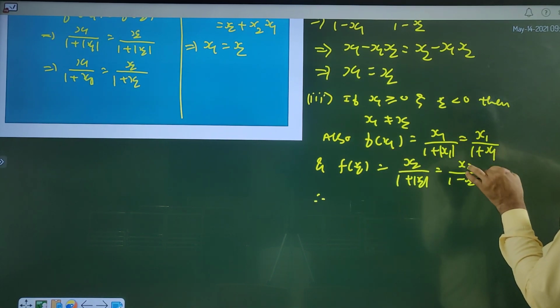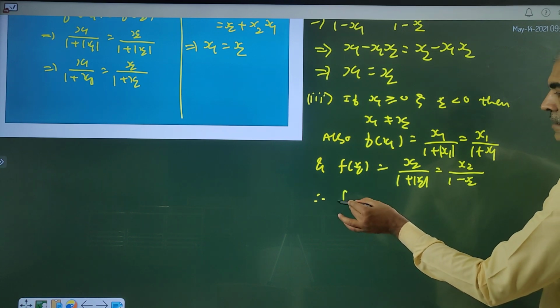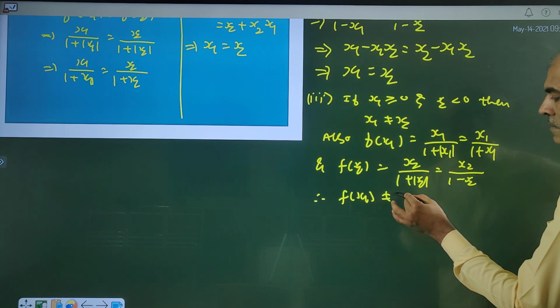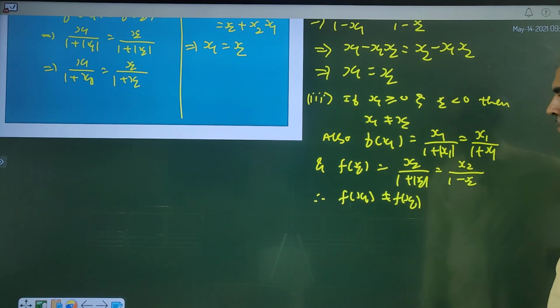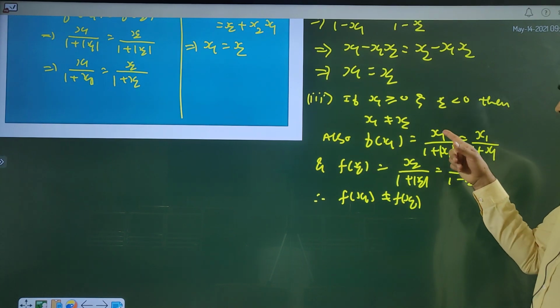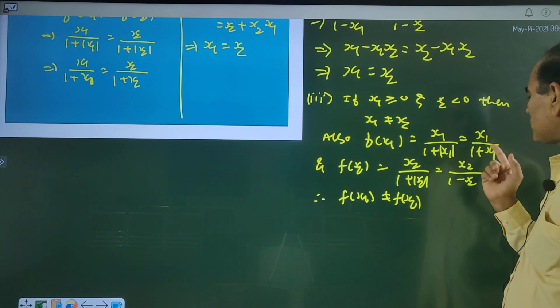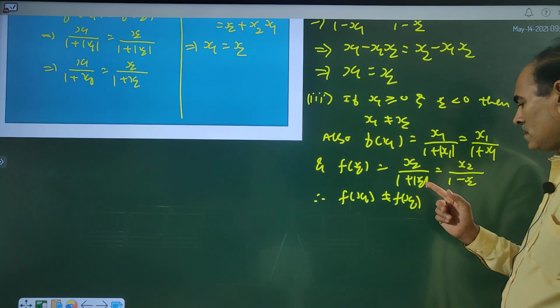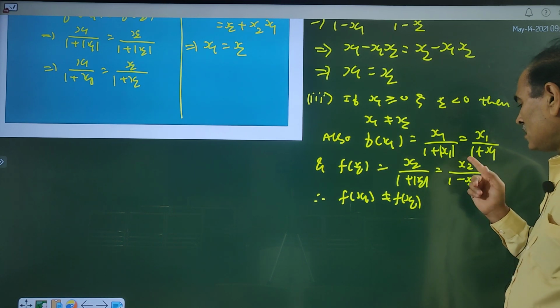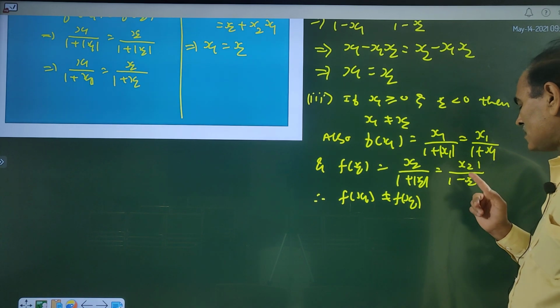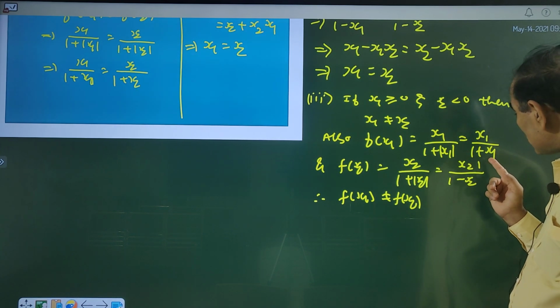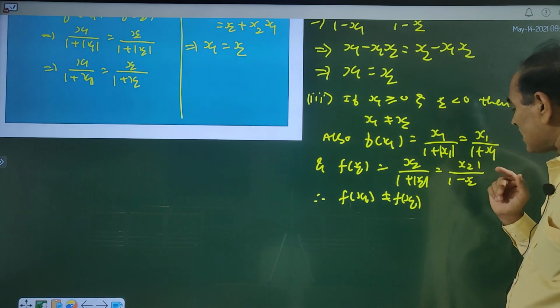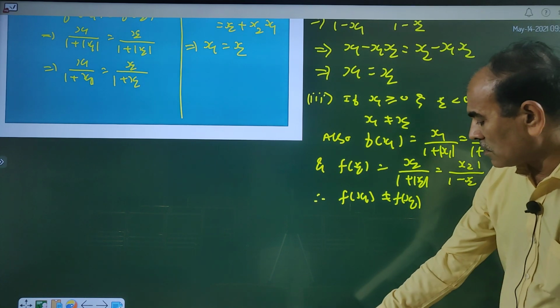These two are unequal, and therefore f of x1 is not equal to f of x2. Because see, x1 is always positive, so here we get a positive number. x2 is negative, so here we get a negative number. So they are not equal. Clear?